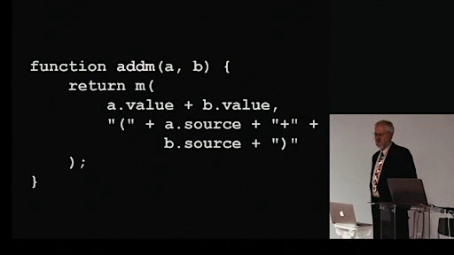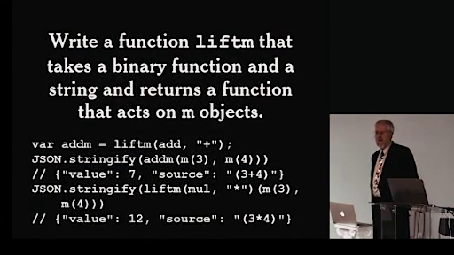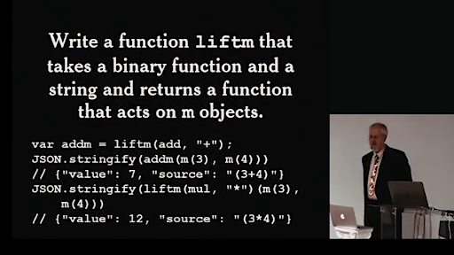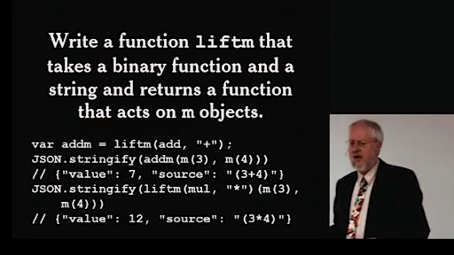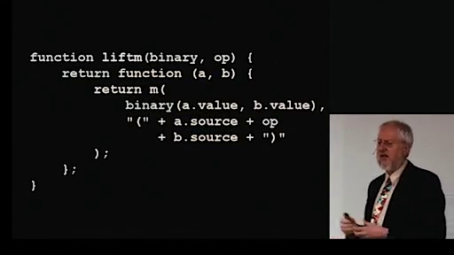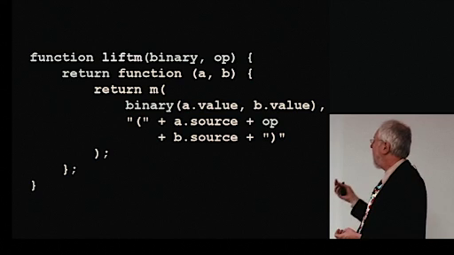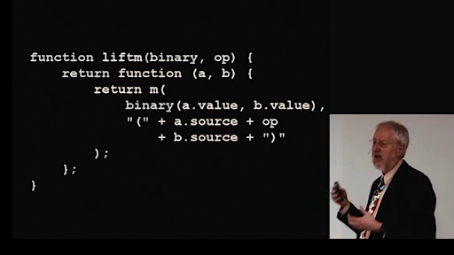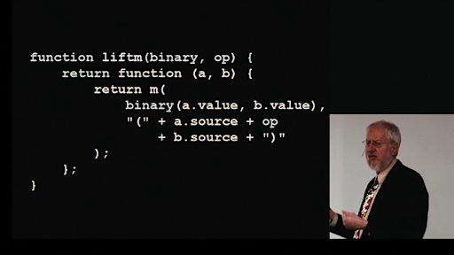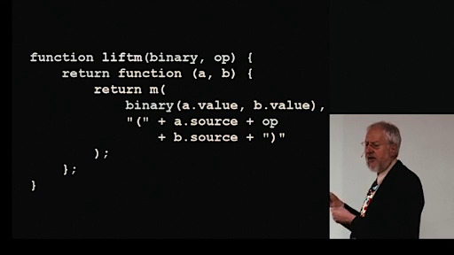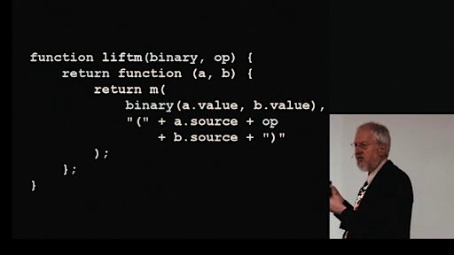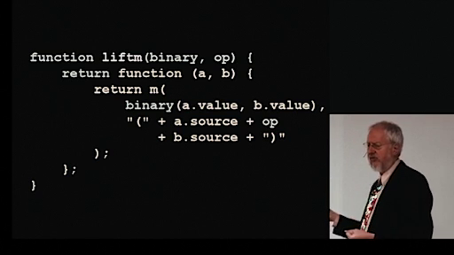Do you need to do the check on the source whether it's string or...? No, if we try to concatenate it with the strings, it'll be coerced to be a string. Can you show the problem again? Okay, here's liftM. liftM takes a binary function and an op string. It returns a function that takes A and B. It returns a new M object where the value will be the result of the binary function on the two values, and the source will be the concatenation of the sources and the op string.